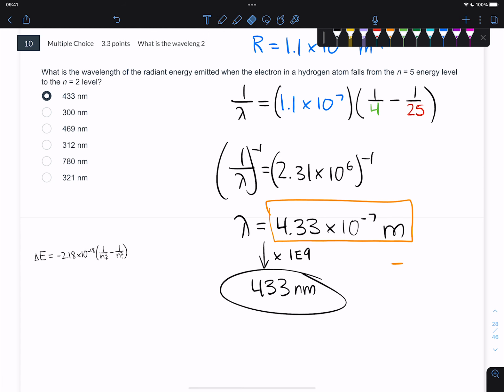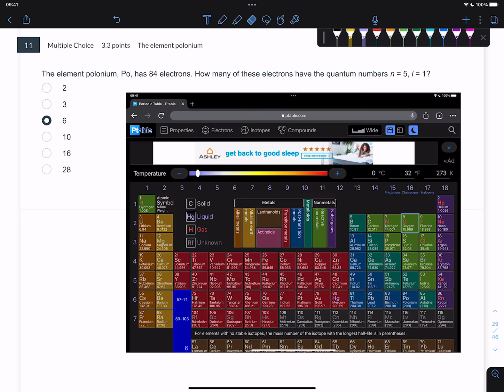Just recognize those two equations and when to use them. Let's take a look at number 11. It says the element polonium has 84 electrons. So if we go ahead and find polonium, it's right here. It resides in the p block.